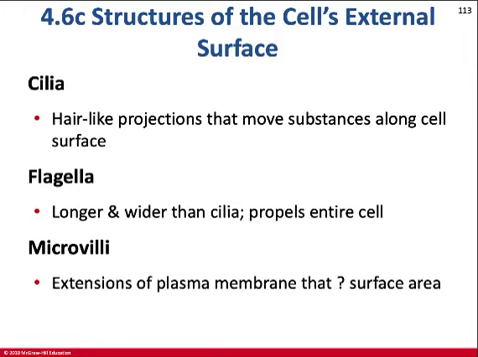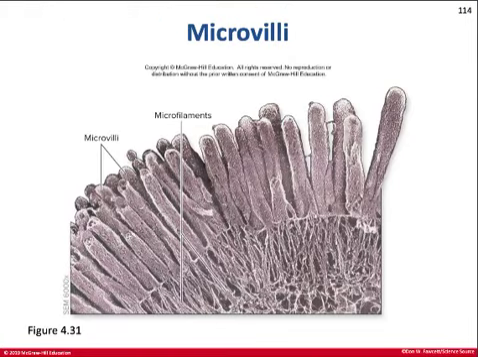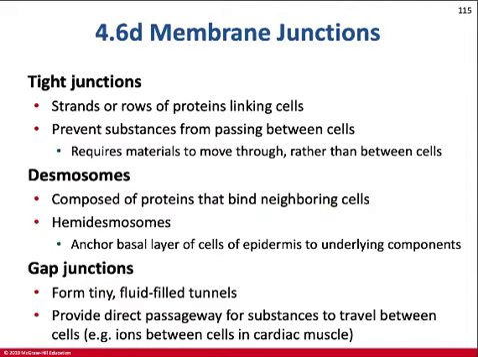The cilia are just hair-like projections that move substances across the cell surface. Usually this is the apical part of the cell. Flagella are wider than cilia and move entire cells from one location to another. The only flagellated cell in the human body is the sperm cell. And then microvilli are just membrane extensions designed to increase surface area to aid in absorption and secretion. And they have primarily a microfilament core. So you can see examples here of microvilli with the microfilaments, right?